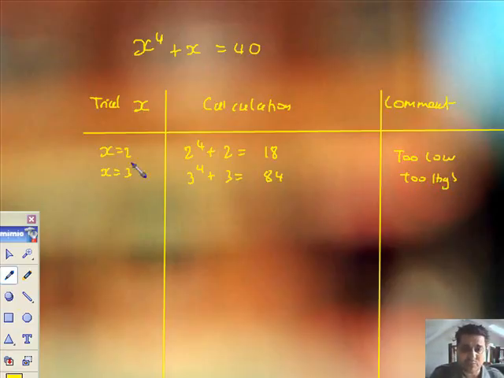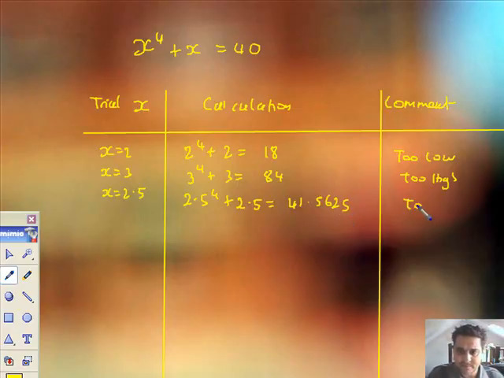Then I should try 2.5, it's between these two, isn't it? So x is 2.5. Again, I'm going to 2 decimal places ultimately. So 2.5 to the power of 4 plus 2.5, that's the x value. That gave me, not bad, look at this, 41.5625. Slightly too big. Writing down high is better than big, by the way.